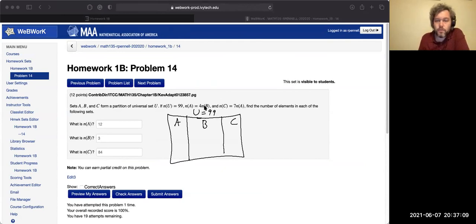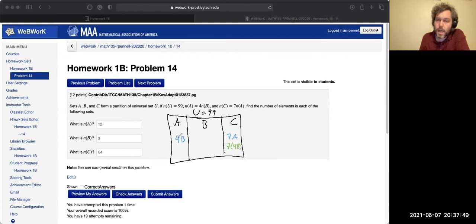Okay. They told me that A equals 4 times B and C equals 7 times A. Okay. Well, how can I work with that? But they just told me that A equals 4 times B. So I could rewrite this as C is 7 times 4 B's. If A is 4B, this would be 7 times 4B.